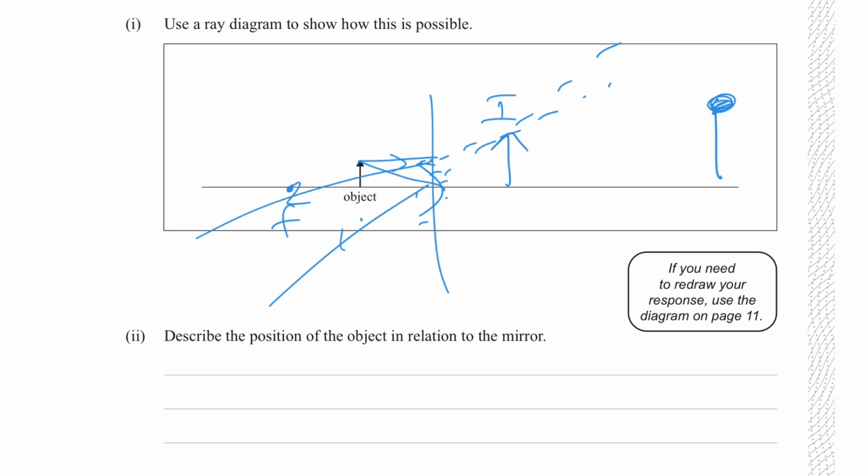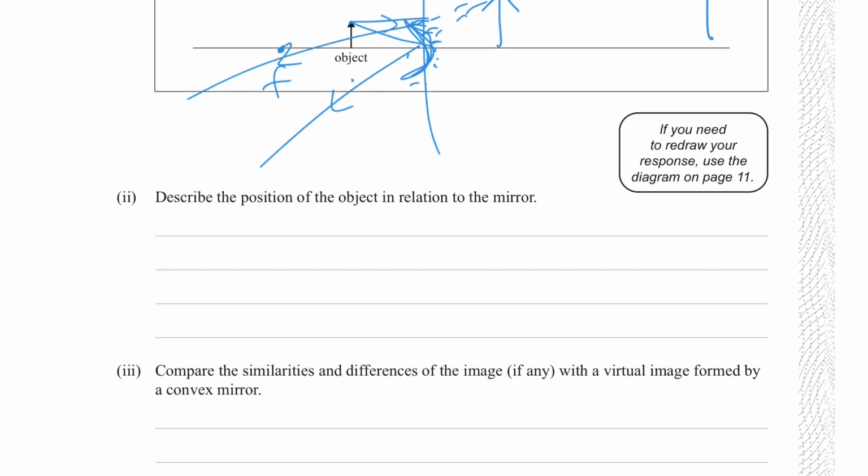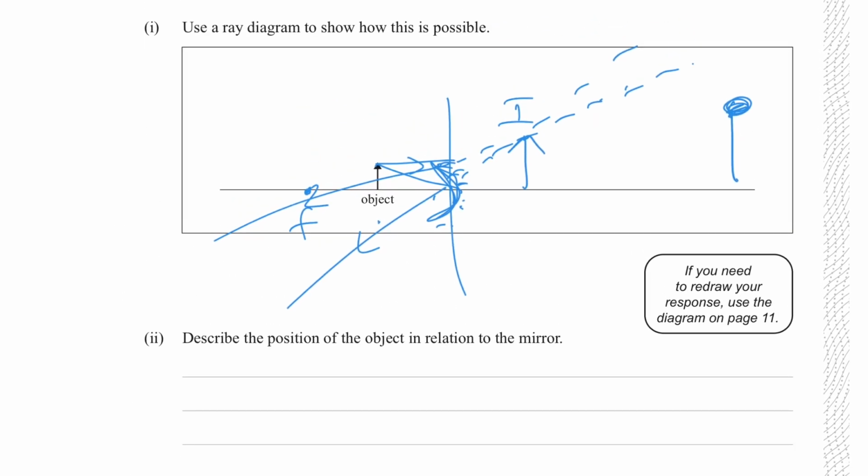My ray diagram is pretty poorly drawn, but hopefully you've seen enough of those that you can see where I'm going with that. Remember, the key is where the rays appear to come from, and you have to memorize or remember from first principles how those rays will spread out. So describe the position of the object in relation to the mirror.